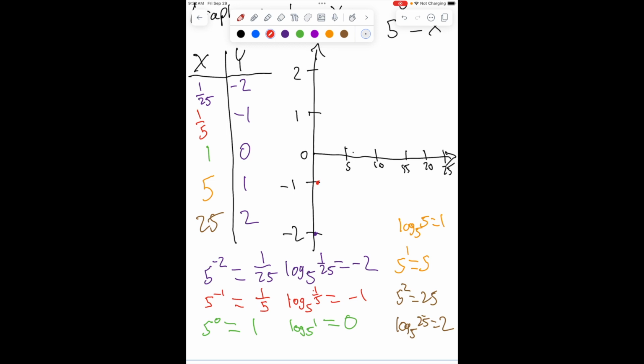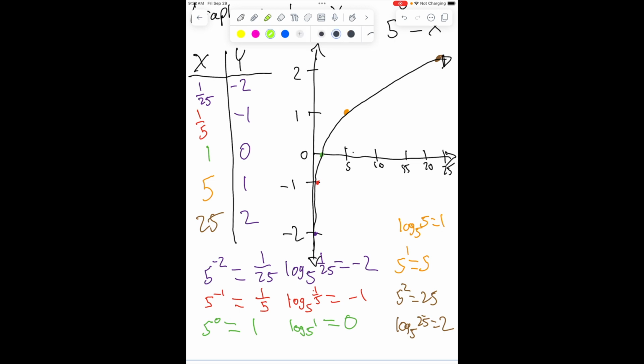And then I'm moving along a little bit. I get x equal to 1 and y equal to 0. So let's put that right here. And then I get x is equal to 5 and y is equal to 1. That's going to be right here. And then I get x is equal to 25 and y is equal to 2. So I'm going to put that all the way over here. So when I go through and connect the dots, I'm creating a graph that looks something like this.